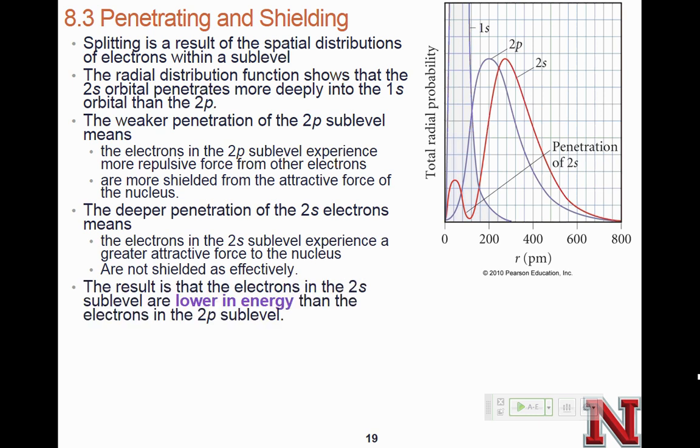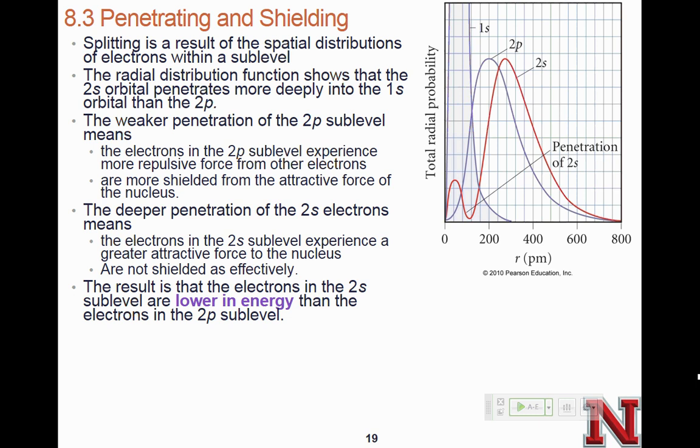So the result is that the electrons in the 2s sublevel are lower in energy than the electrons in the 2p sublevel. So even though the quantum number is 2 for both 2s and 2p, they're not at the exact same energy level. They're still close to each other, so we call them the second subshell, but they do have different energies. Now all of the p orbitals in the 2p are going to be equal in energy to each other, but the 2s and the 2p aren't.